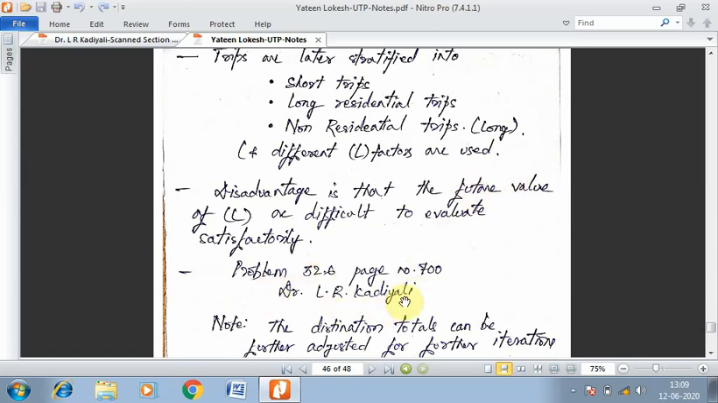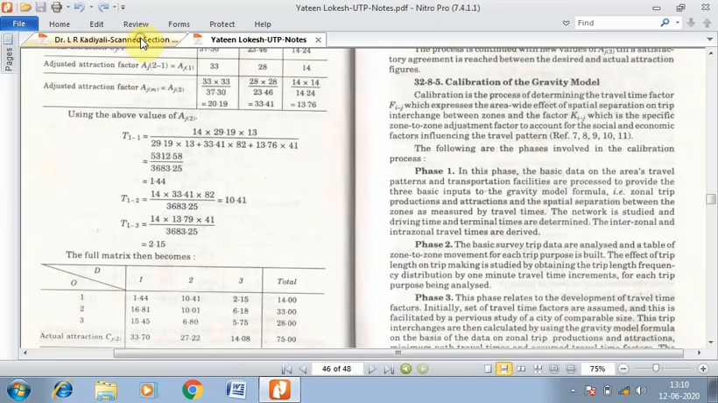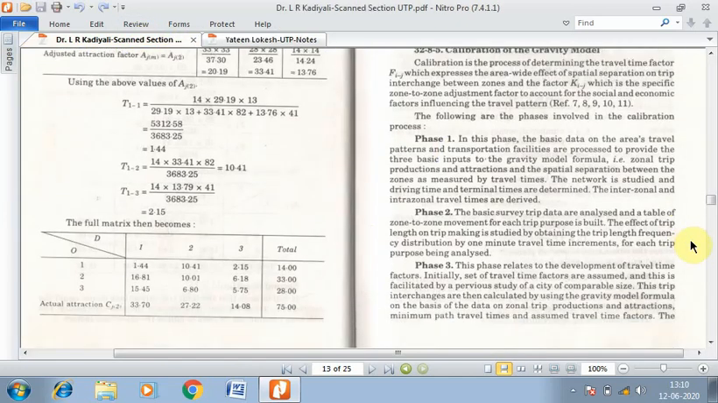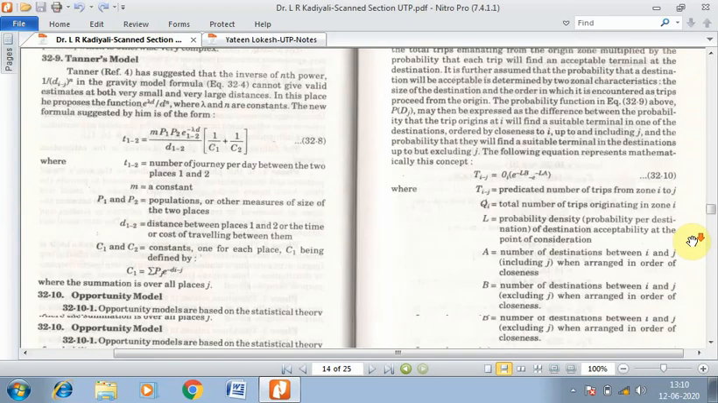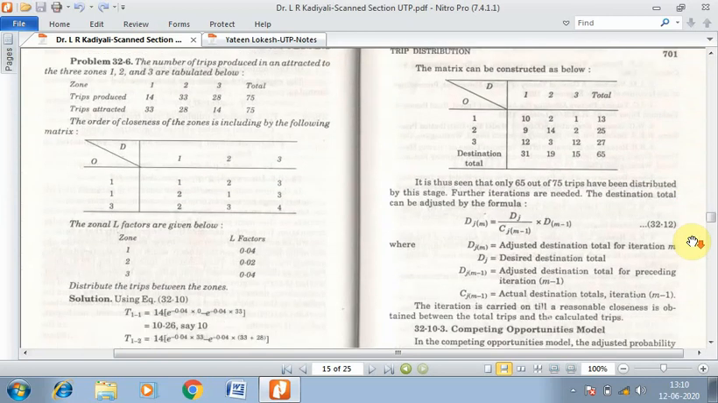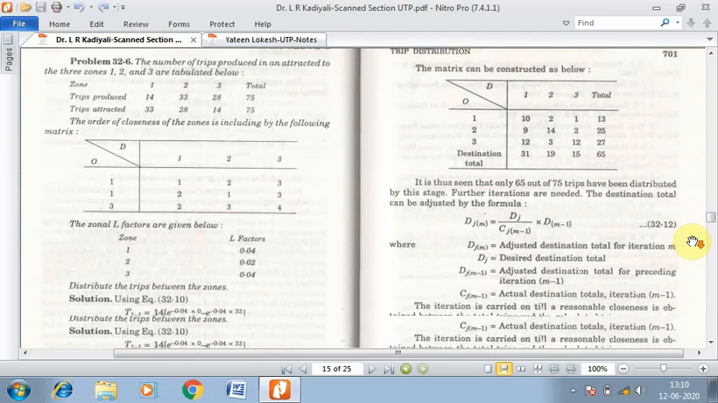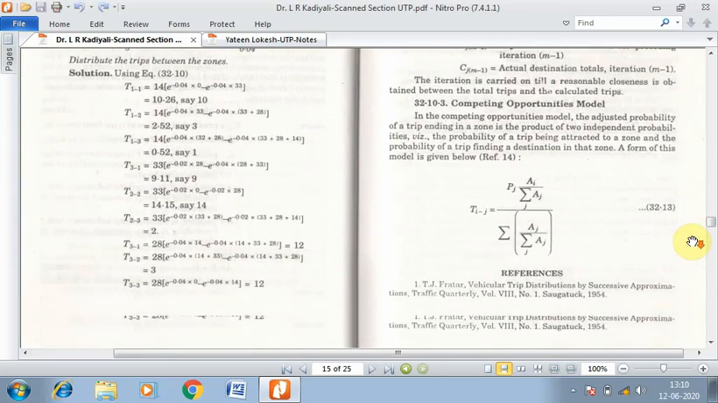Now there's a problem which can be seen in Dr. L.R. Kadiyali's textbook in page number 700, problem number 32.6. You can go through this problem at a later stage. I'll just show you how the problem looks. This problem.